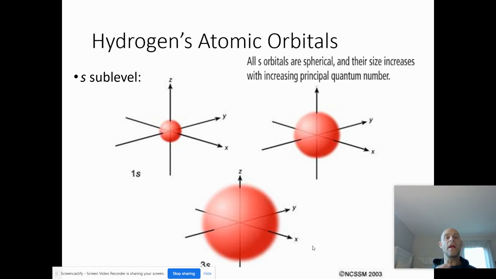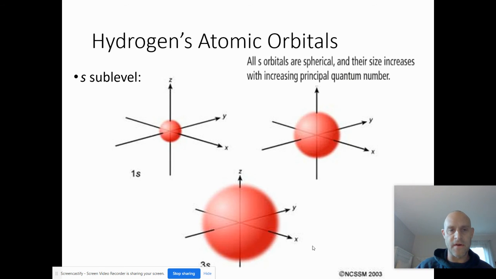Okay, so look at hydrogen, for example. Hydrogen can have multiple different orbitals. It can have what's called an s sublevel. They're spherical, and their size increases based on the quantum number. So if they're number 1, they're little and small. If they're number 2, they're bigger. If they're number 3, they're bigger yet. But s orbitals are all round and spherical. It's a nice, easy way to remember that.